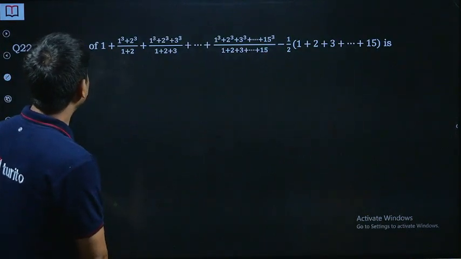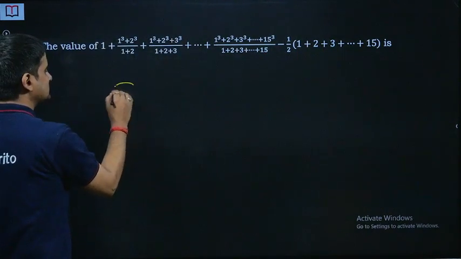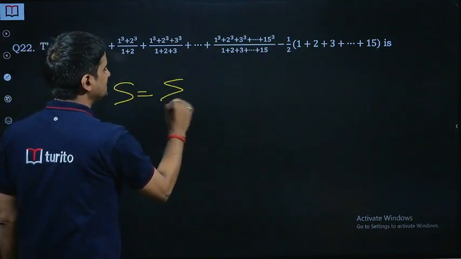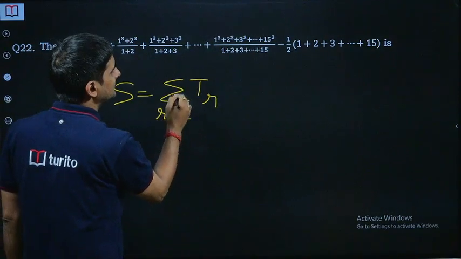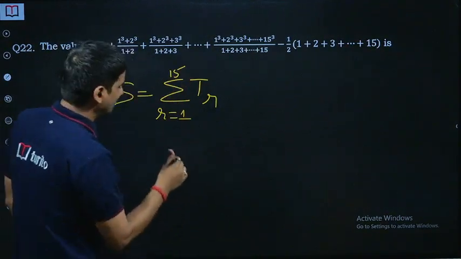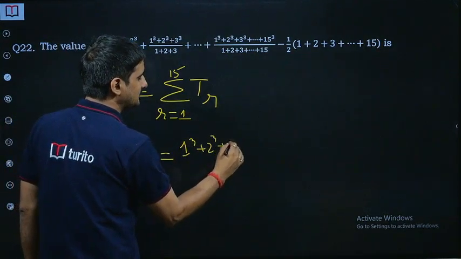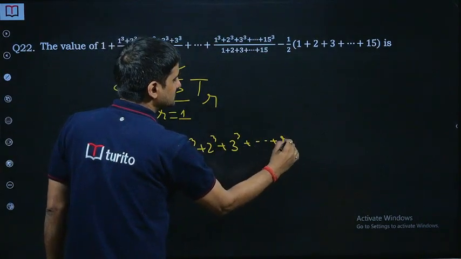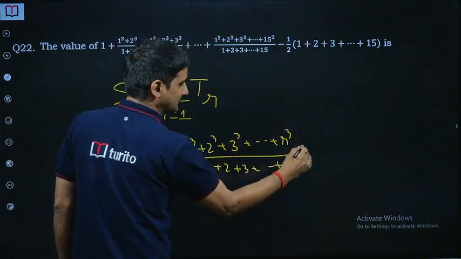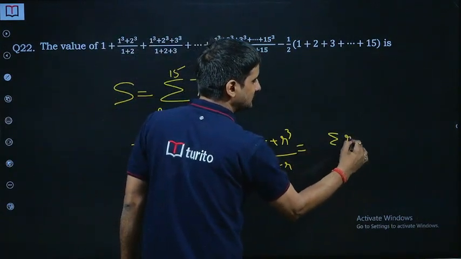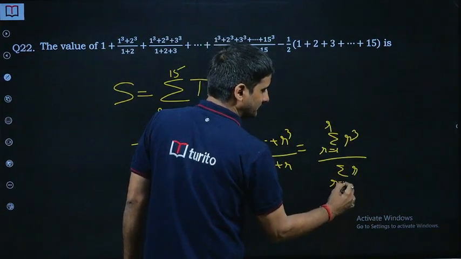Next is the value of this thing. That's a simple question of series. Whenever we are solving a series, we need to write the general term. r goes from 1 to 15 here. So the general term here is 1 cube plus 2 cube plus 3 cube plus ... plus r cube, upon 1 plus 2 plus 3 plus ... plus r. So it's nothing but summation r cube, r from 1 to r, over summation r, r from 1 to r.